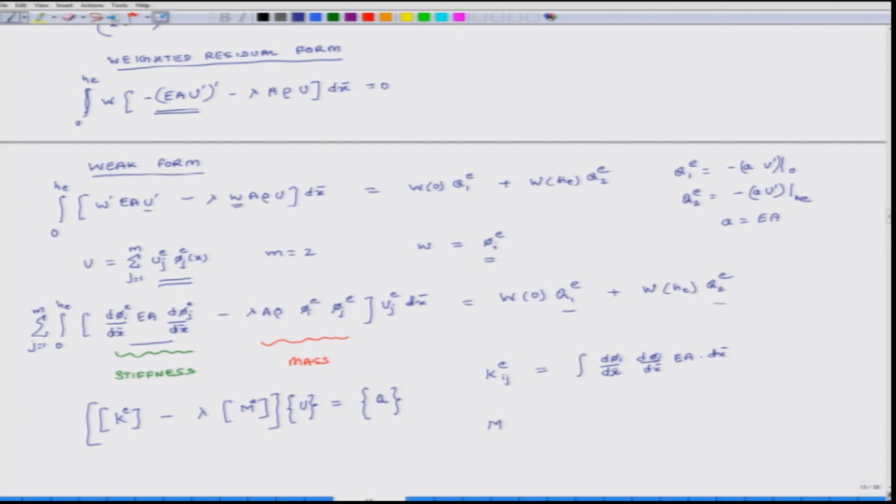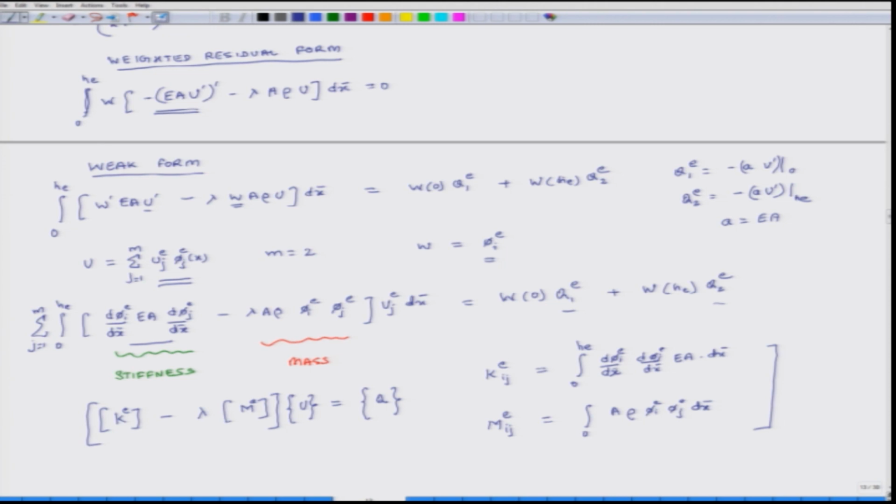Also the mass matrix, so the stiffness matrix is defined earlier, and the mass matrix is defined as integral of A rho phi_i phi_j dx bar, and of course everything is with the superscript e. So, that is my stiffness matrix and that is my mass matrix.